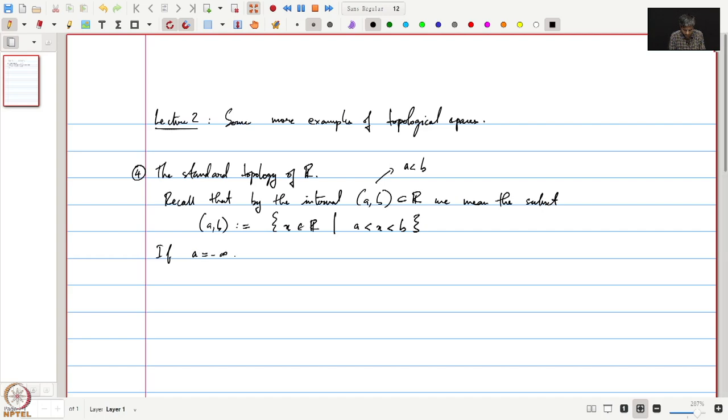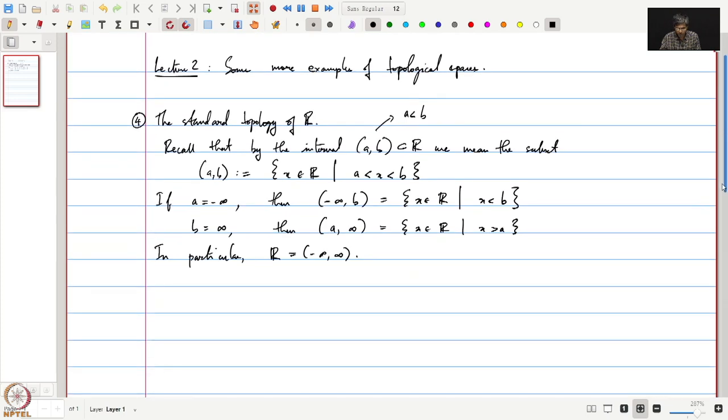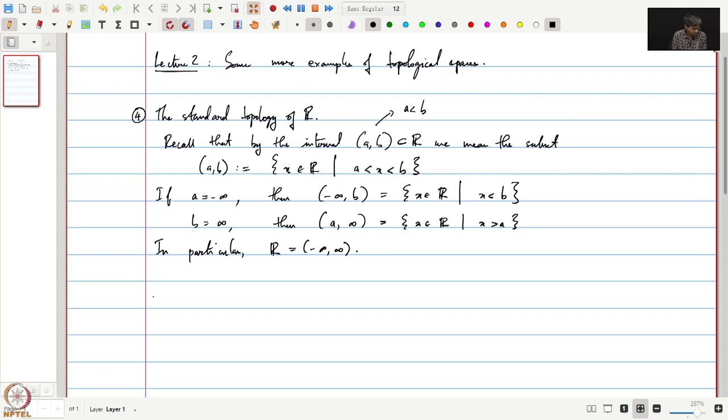So if a is equal to minus infinity, then this is those x in R such that x is strictly less than b. And similarly, if b is equal to plus infinity, then this is those x in R such that x is greater than a. So in particular, R can be written as (minus infinity, plus infinity). We want to define a topology on the real line. So first let us define a property which we will denote by star.